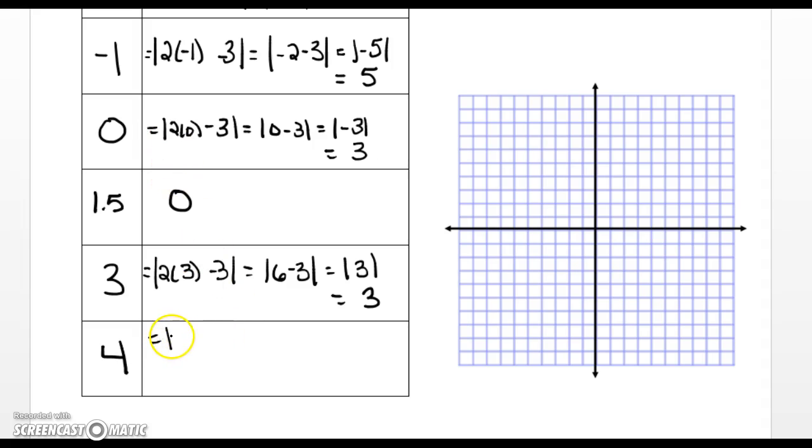So here we have the absolute value of 2 times 4 minus 3. 2 times 4 is 8. So we have 8 minus 3, which is +5.